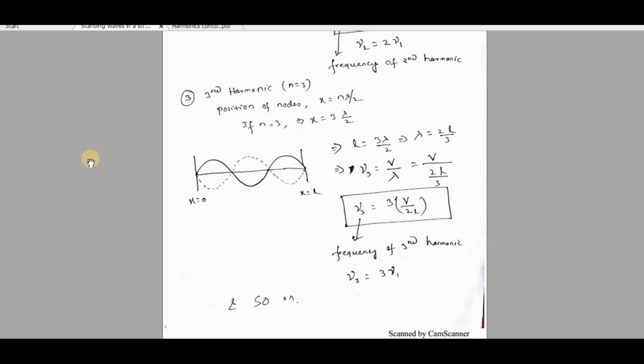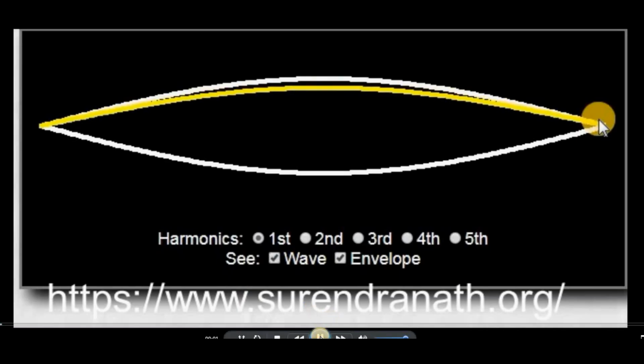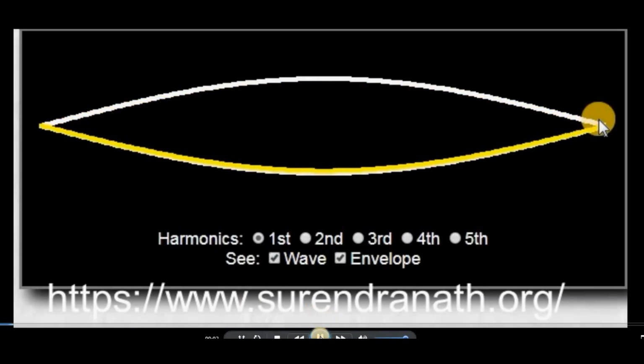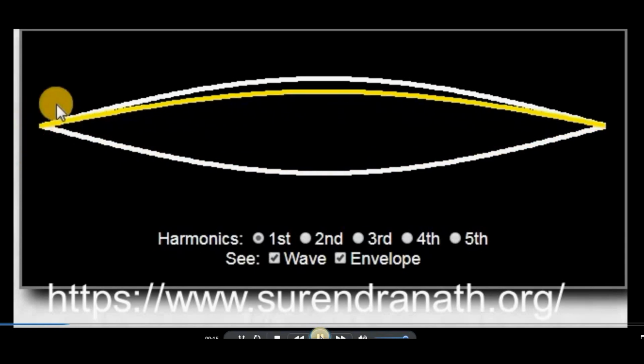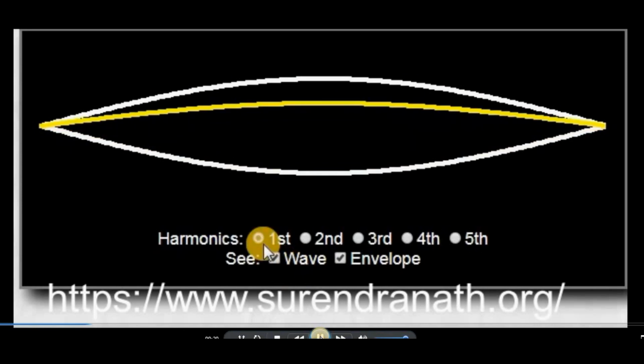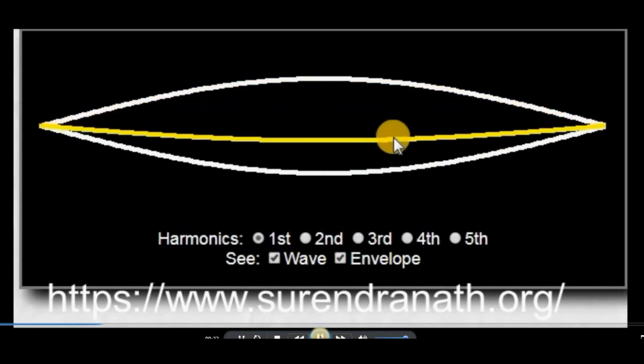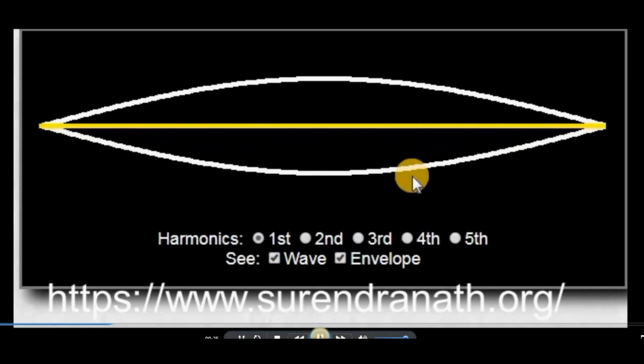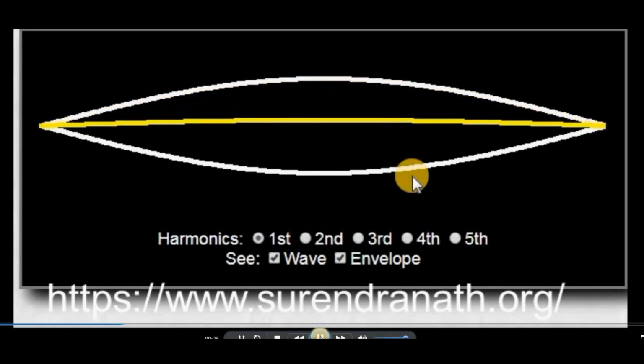Now let's see the actual animated video of this harmonic structure. Here you can see how harmonics are produced in a string fixed at both ends. You can see this is a string whose both ends are fixed. So this is the case when n is equal to 1, that means the case of the first harmonic.